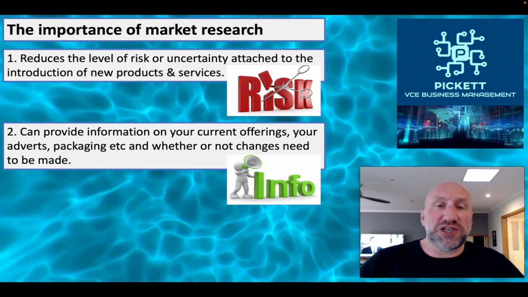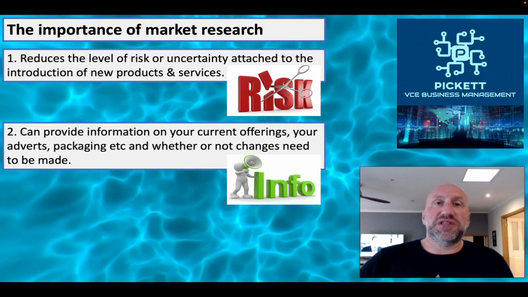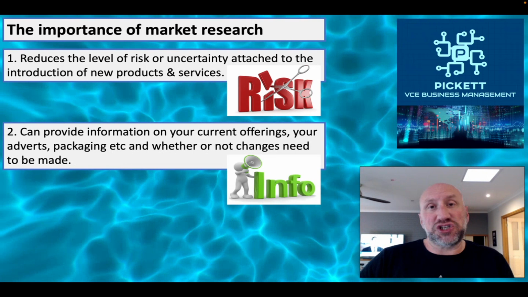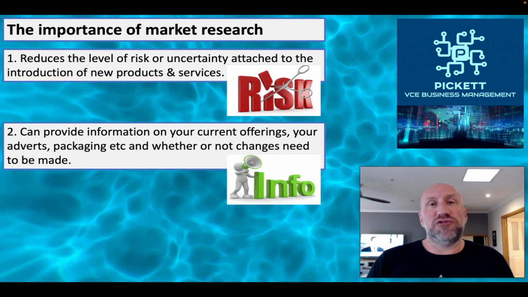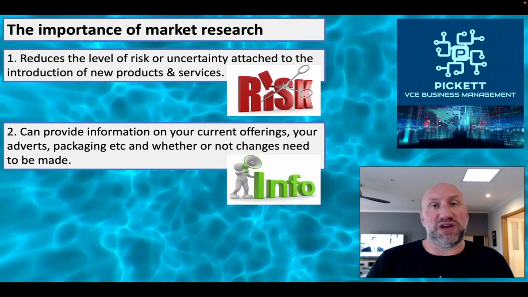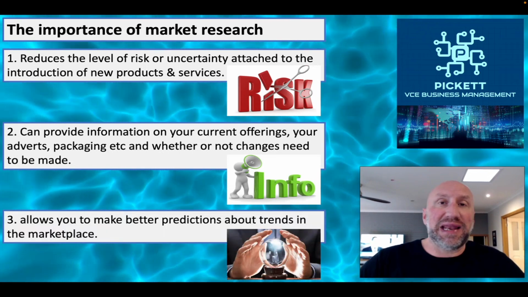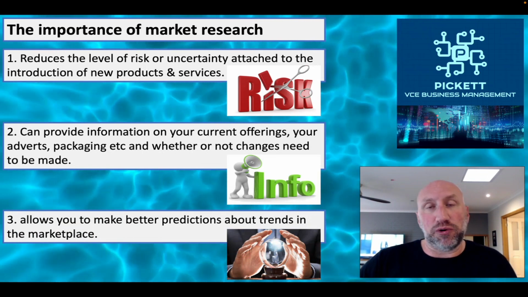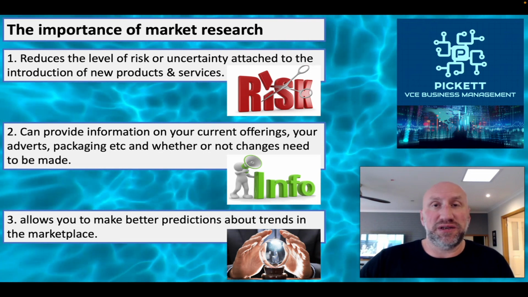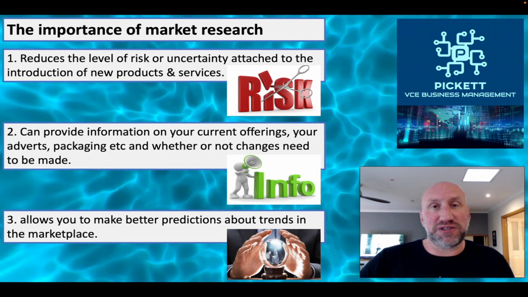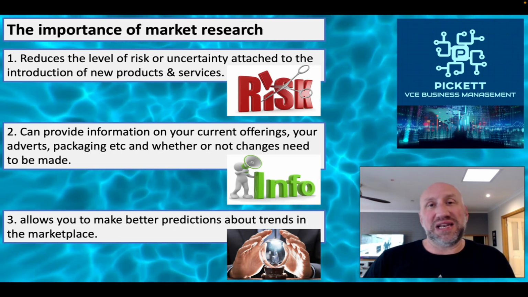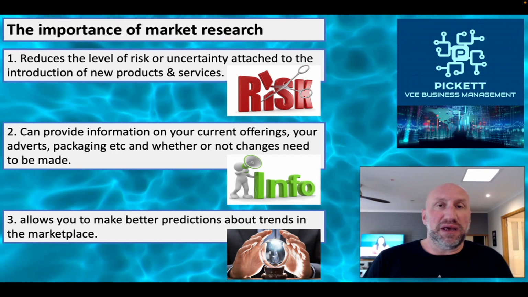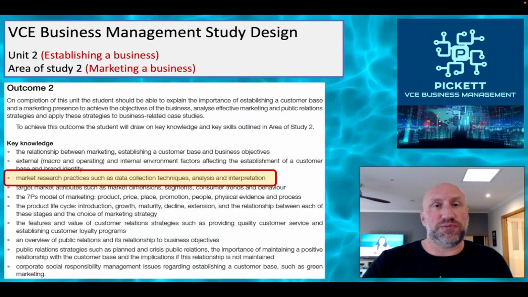It can also provide some information on your current offerings. It can provide some information on what kind of adverts you need to be making. It can provide information on what your packaging maybe should look like, and whether or not any changes need to be made to all this sort of stuff. And thirdly, it allows you to make better predictions about trends in the marketplace. Remember, we've talked before about the importance of businesses staying on trend so that your business does not become irrelevant and people lose interest in what you're selling and then stop buying. So there's 3 key reasons that it's really important to go through this process.